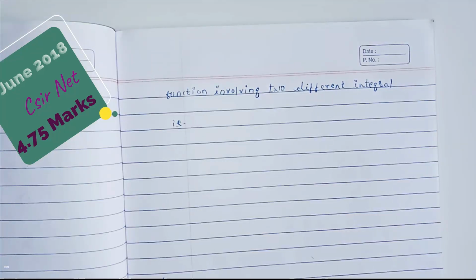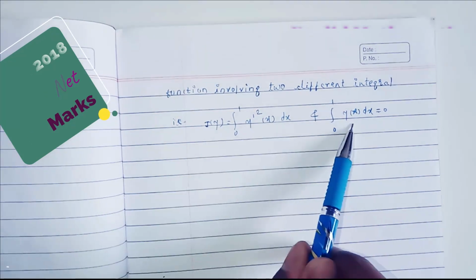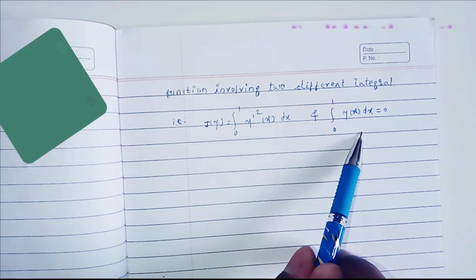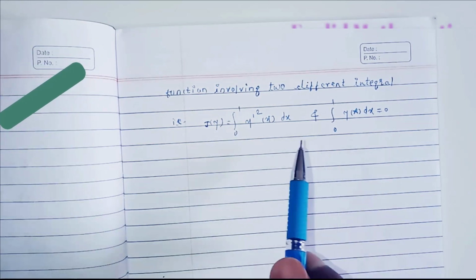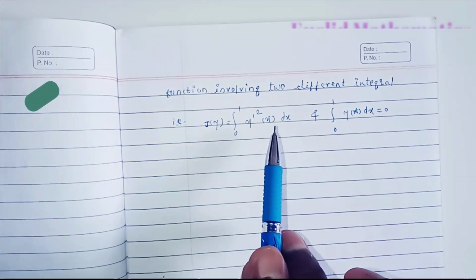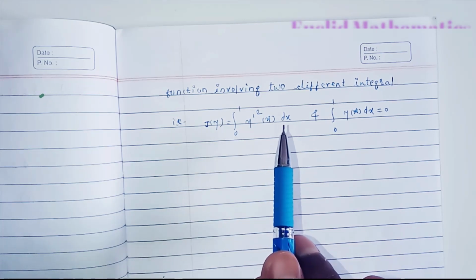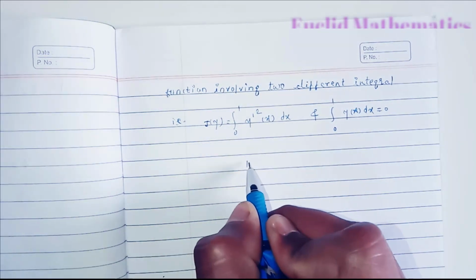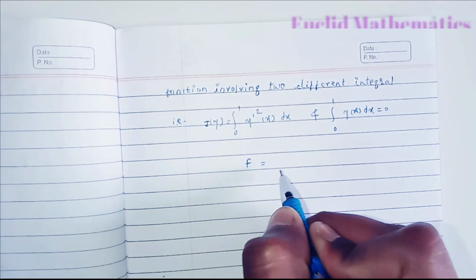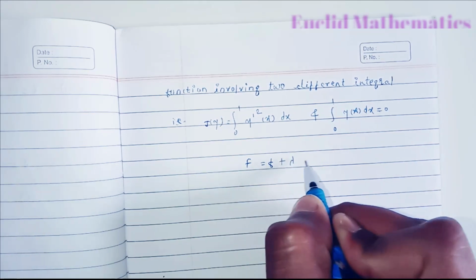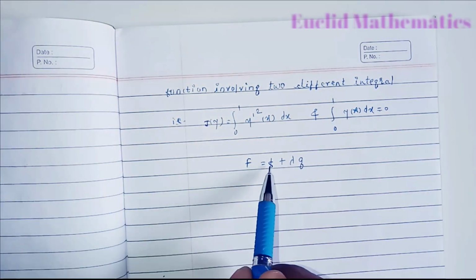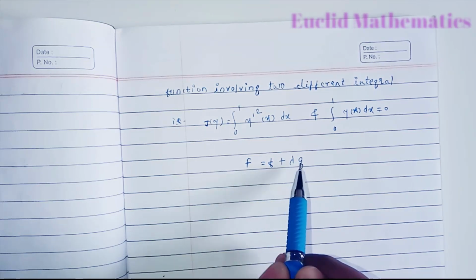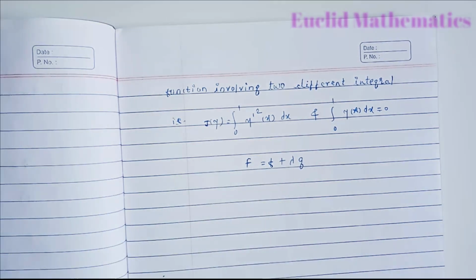As we observe our example, we see that we have two integrals given, so it involves two different integrals. To deal with such a problem in calculus of variation, we use the concept of the isoperimetric problem. It says that when we have two different integrals, we write the function F equal to small f plus lambda times g. We have to substitute these values here and proceed further.